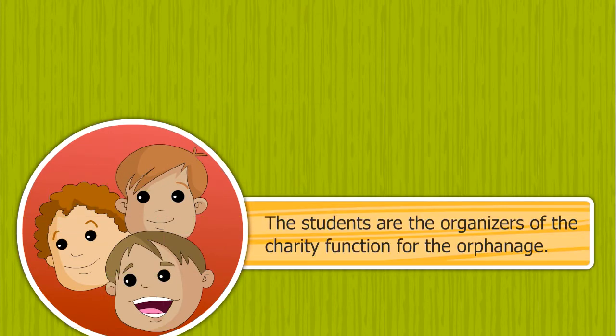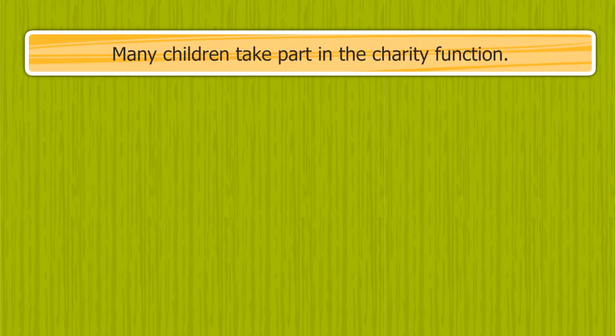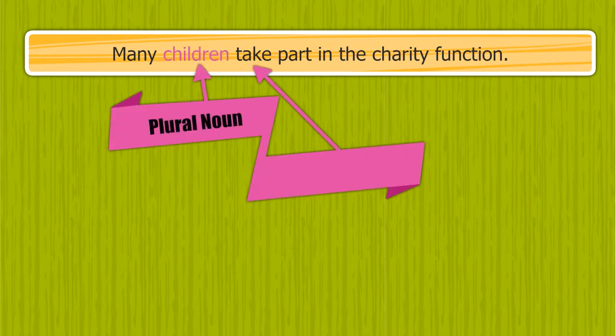Let's take a look at a plural example. The students are the organizers of the charity function for the orphanage. Here students is the plural noun and are is the plural verb. Here are some more examples. Many children take part in the charity function. Here children is the plural noun and take is the plural verb.